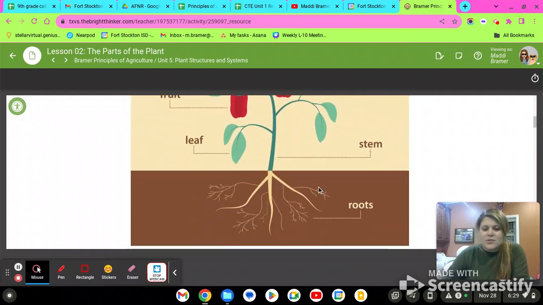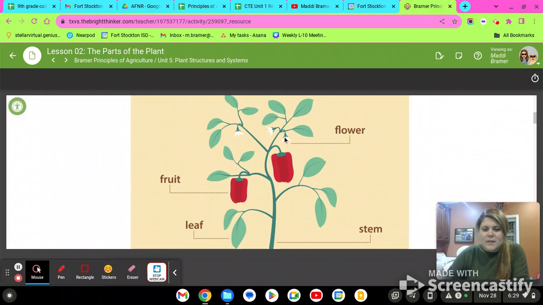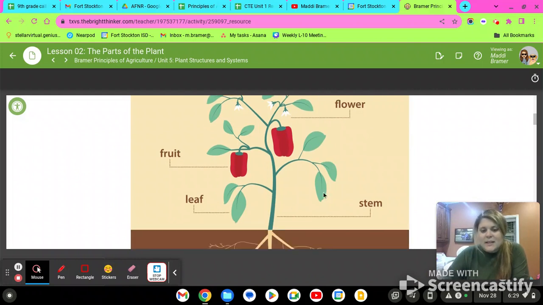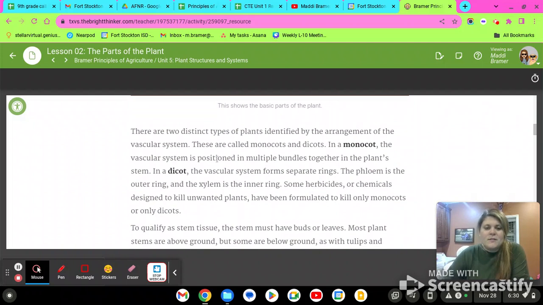So there's a good picture right there of the parts of the plant. You've got your stem, you've got the flower. Remember, even though this is a bell pepper, it is a fruit because it's got seeds and it stems from that flower. See? You've got leaves, the stem, and roots. So there's 2 distinct types of plants, and you need to know these. In the world of agriculture, these terms are really important.